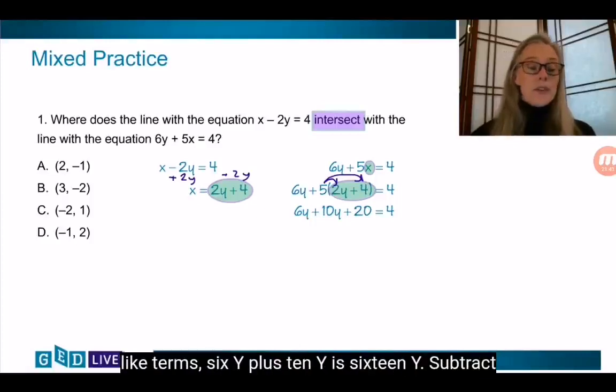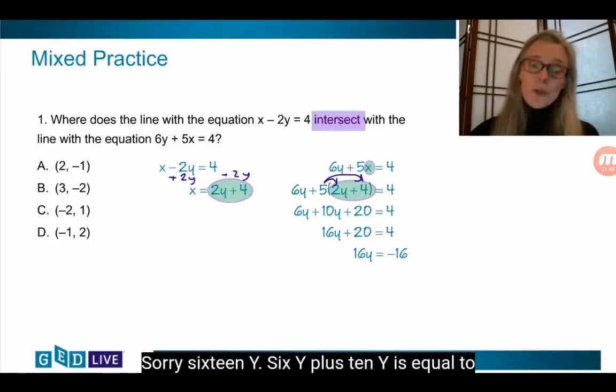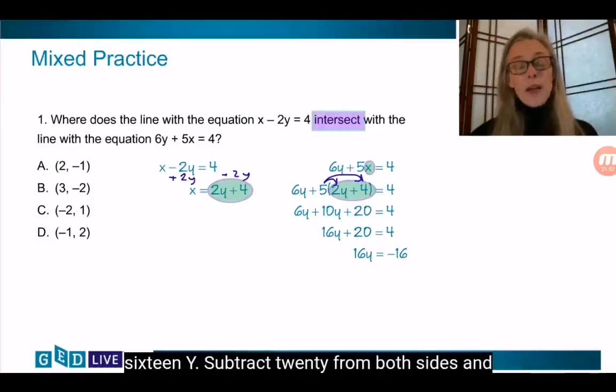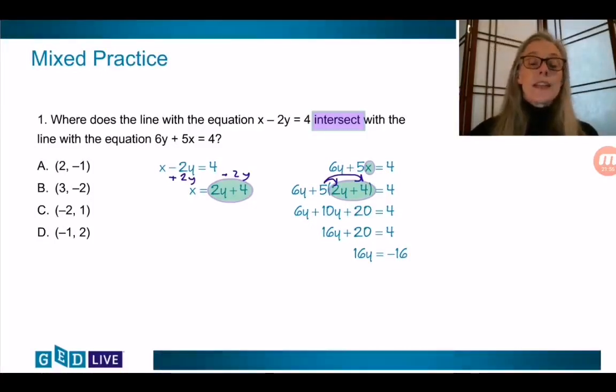Combine like terms. 6y plus 10y is 16y. Subtract 20 from both sides, and 16y is equal to negative 16.